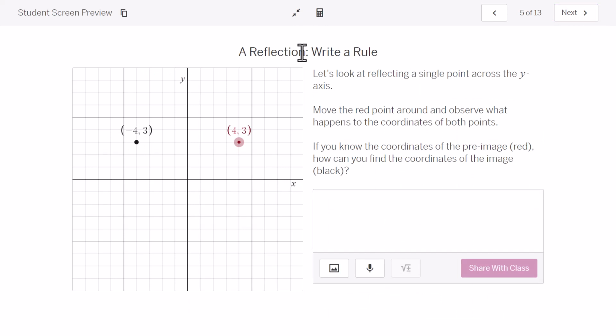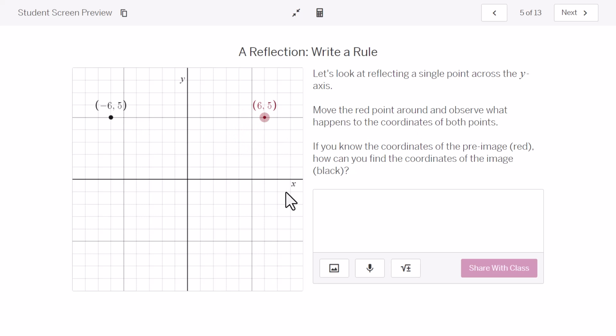We're going to explore a little bit with the 3 different transformations we've talked about. We'll start with reflections, and we're going to write a rule for reflections. Let's look at reflecting a single point across the y-axis. Remember, here's our y-axis. It's this vertical line. Let's move the red point around and observe what happens to the coordinates of both points.